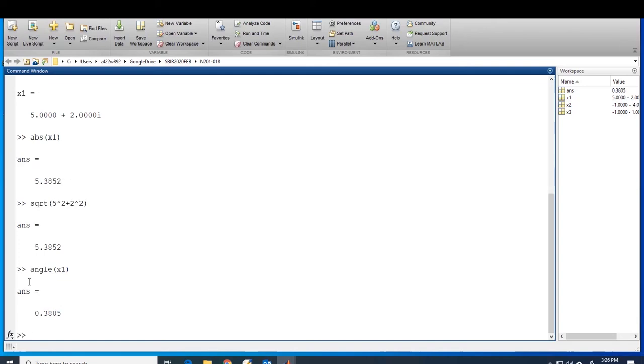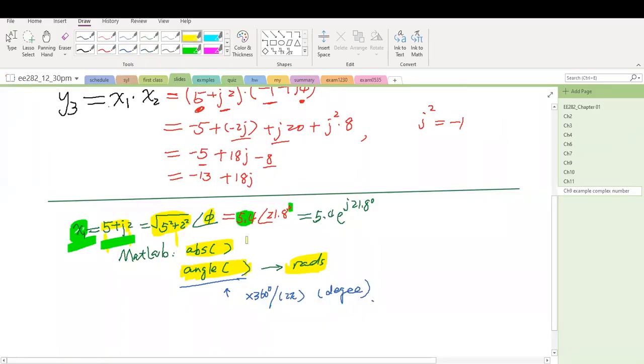To convert the radians into degrees, we're going to have this multiplied by 360 divided by 2 pi. So 21.8 degrees. Now the polar form can be written as 5.4, with the angle 21.8 degrees. So remember, here the unit is degrees. To express this complex number using the exponential form, that equals 5.4, that's the magnitude, and e to the power j 21.8 degrees here.